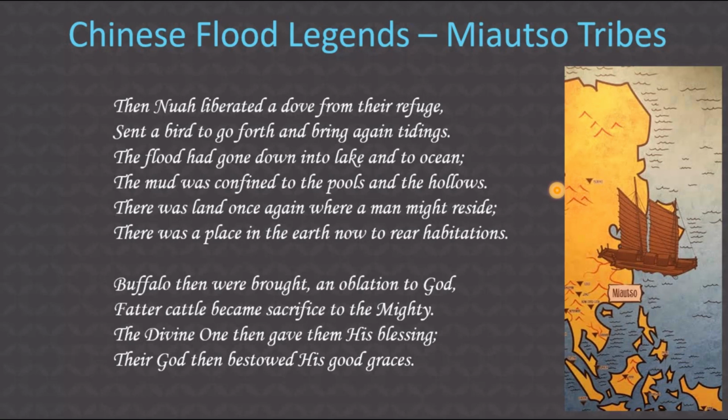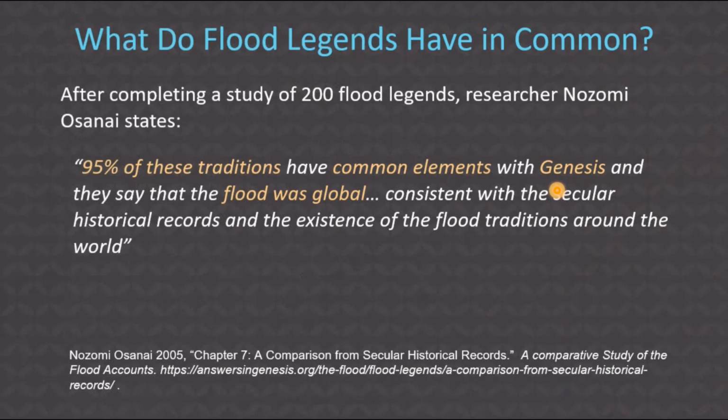So there's 4 types of legends that you hear, and what do most of them have in common? After completing a study of these 200 flood legends, a researcher, Zami Aswana, this is from an article in 2005, a comparison from secular historical records and a comparative study of flood accounts. And this is the quote that came out of it. 95% of these traditions have common elements with Genesis, and they say that the flood was global, consistent with the secular historical records and the existence of the flood traditions around the world.